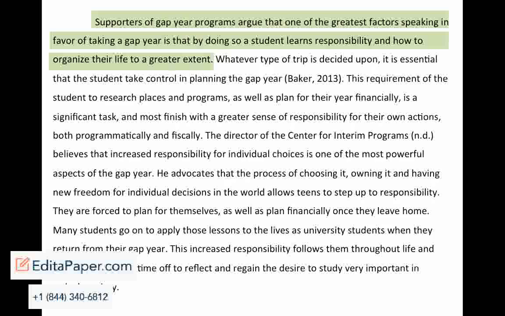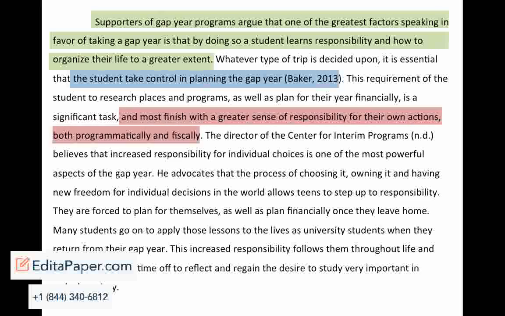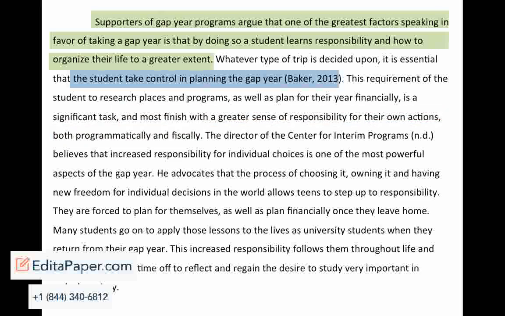Then it goes on. Whatever type of trip is decided upon, it is essential that the student take control in planning the gap year, Baker 2013, right? So with that, we are showing our first main idea, supporting idea. And that's that students take control in planning the gap year. And so we're talking about responsibility in this paragraph. Now we have students are taking control. It also happens to be our citation.